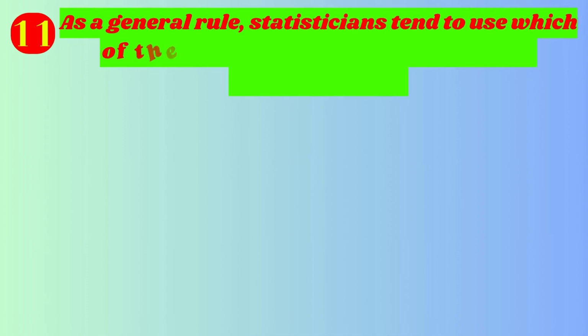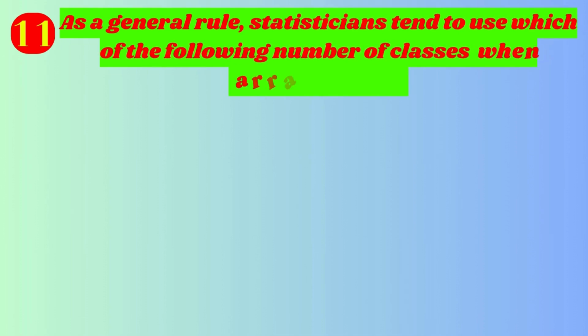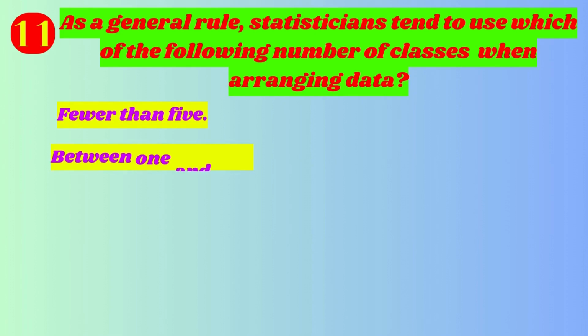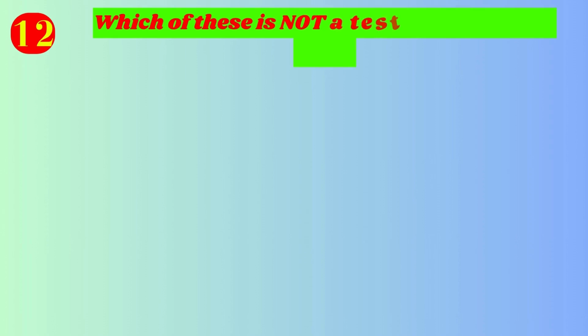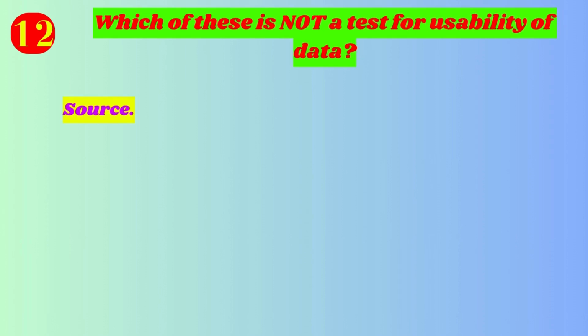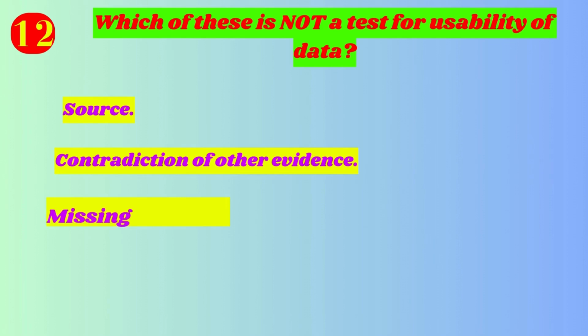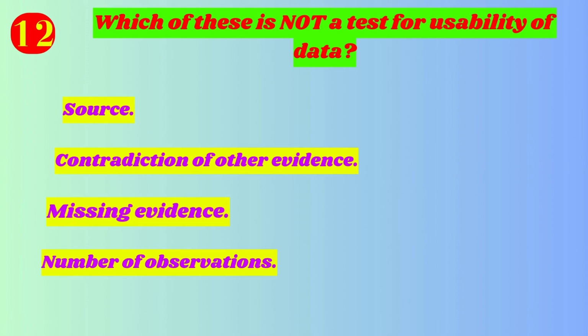As a general rule, statisticians tend to use which of the following number of classes when arranging data? The options are: fewer than 5, between 1 and 5, more than 30, between 20 and 25. None of these. The right option is none of these. Which of these is not a test for usability of data? Source, contradiction of other evidence, missing evidence, number of observations. None of these. The right option is none of these.